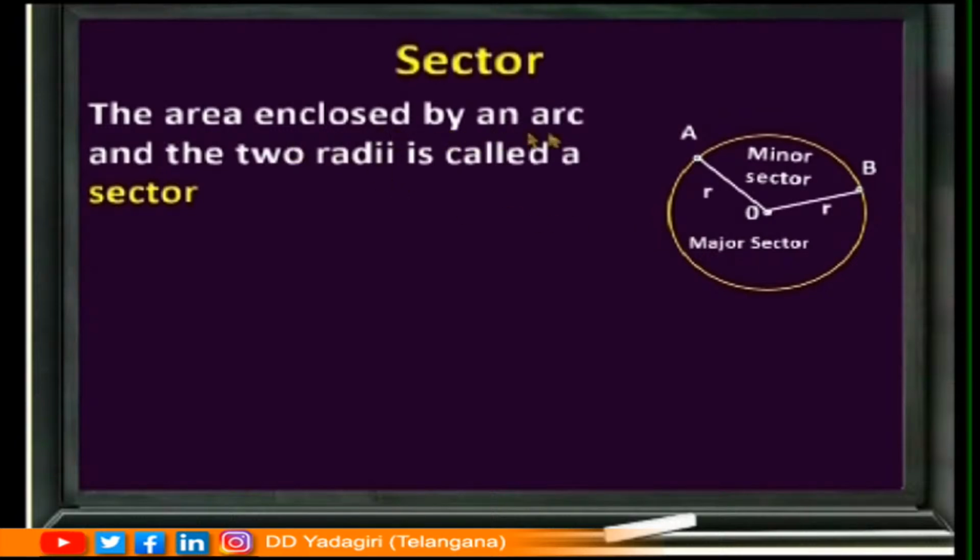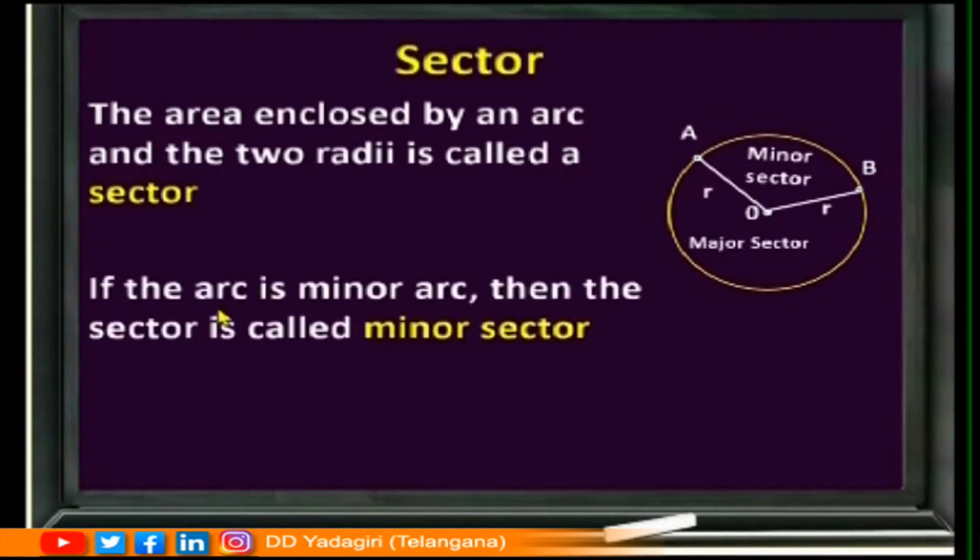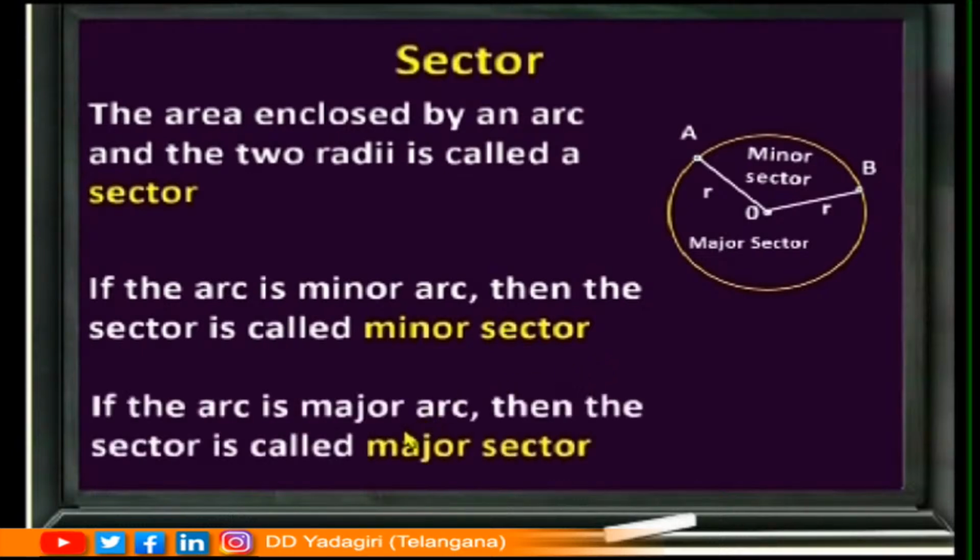The area enclosed by an arc and the two radii is called a sector. If the arc is a minor arc, then the sector is called a minor sector. If the arc is a major arc, then the sector is called the major sector. So, always we can say the area enclosed by an arc and two radii is called a sector. If the arc is a minor arc, the sector is a minor sector.